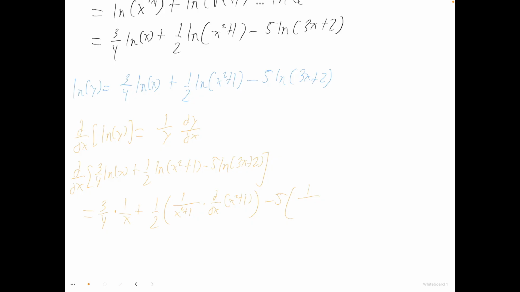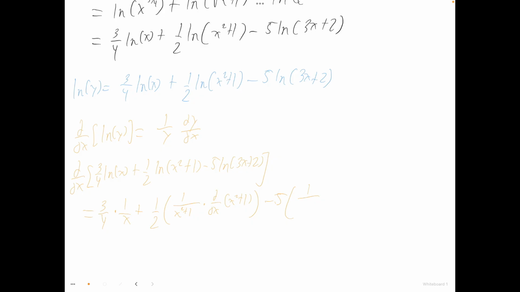Now, computing these, we get 3 over 4x plus 1/2 times 1 over x squared plus 1 times 2x, because that's the derivative of x squared plus 1, minus 5 times 1 over 3x plus 2 times the derivative of 3x plus 2, which is just 3. So this becomes 3 over 4x plus, we have a 2 here, which cancels with the 2 there, so we just get x over x squared plus 1 minus 15 over 3x plus 2. And so that's what we compute for the derivative of that side.